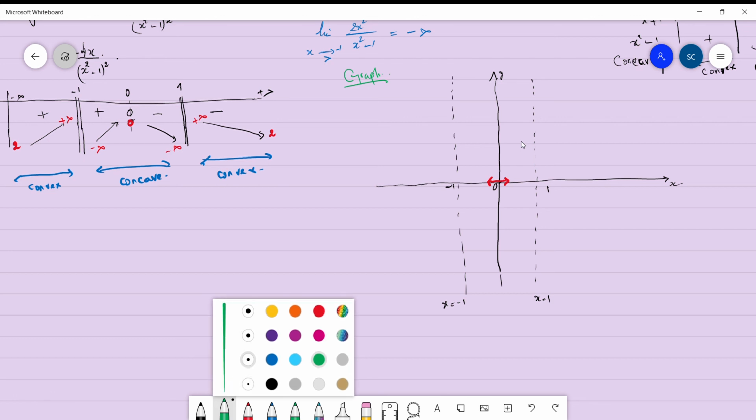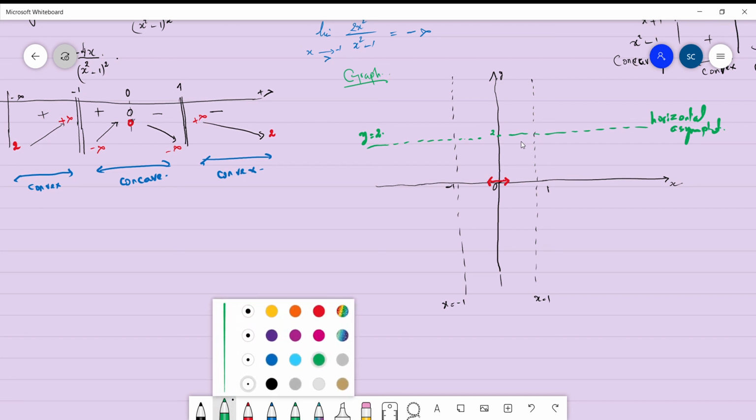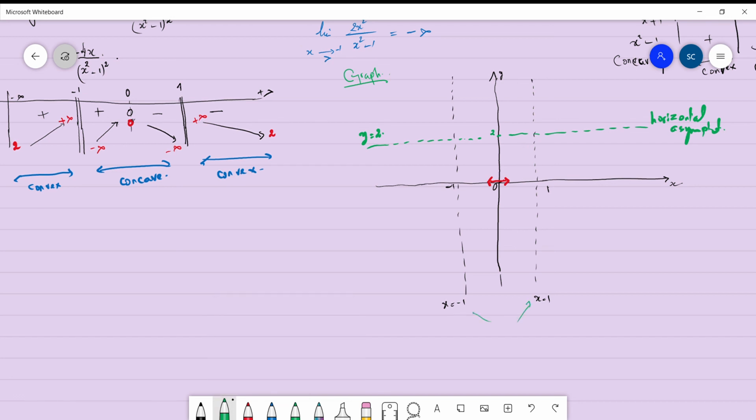Y equal 2. So let's say here 2. It's a horizontal line, y equal 2. So this is the horizontal asymptote. These two are vertical asymptotes. Great.